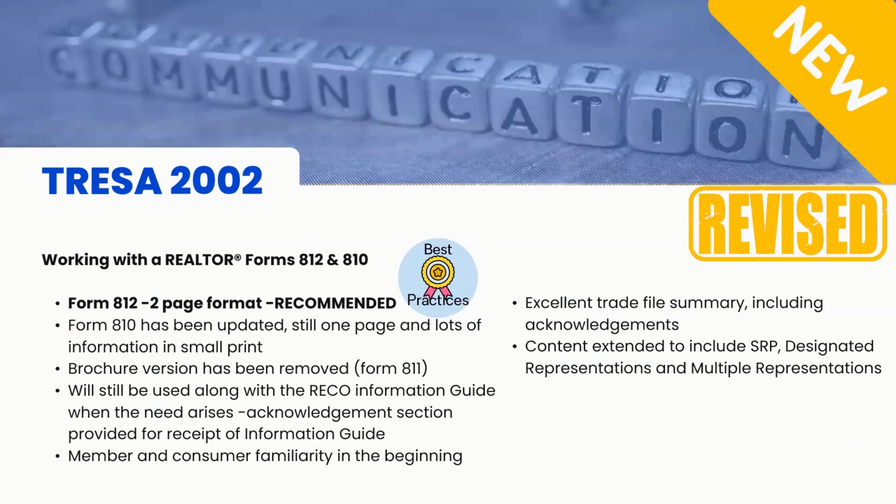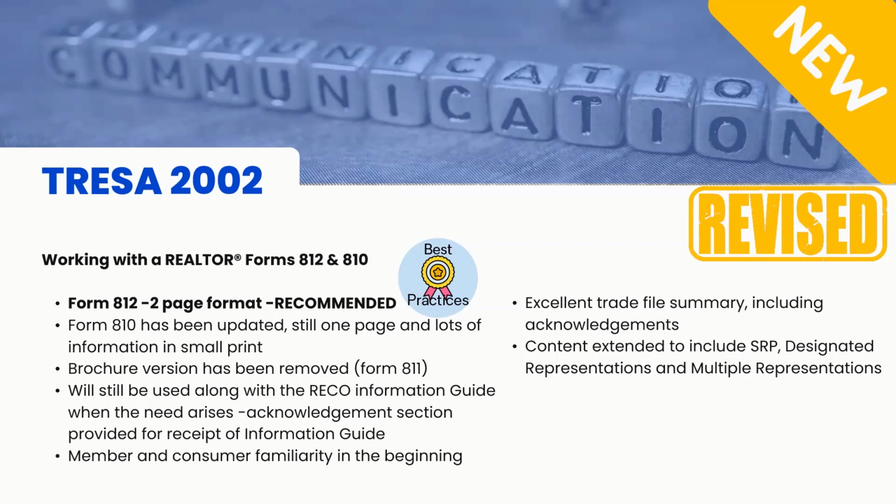Working with a realtor, forms 812 and 810, best practices. So 812, it's a 2-page format. It is recommended. Form 810 has been updated, still 1 page, has lots of information in small print, of course. So the 2-pager is recommended. Brochure version has been removed. That's form 811. It will still be used along with the RECO information guide when the need arises. Acknowledgement section provided for receipt of the information guide.